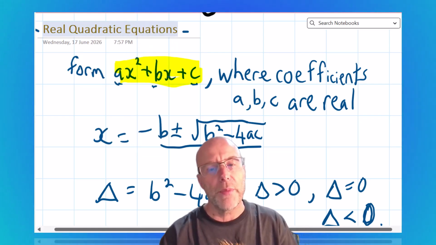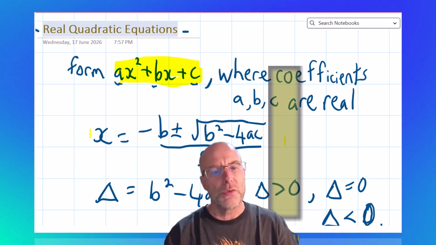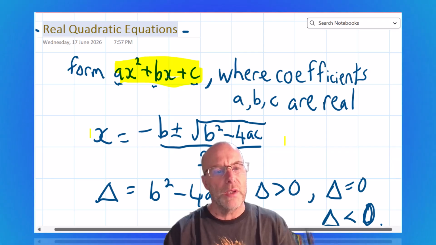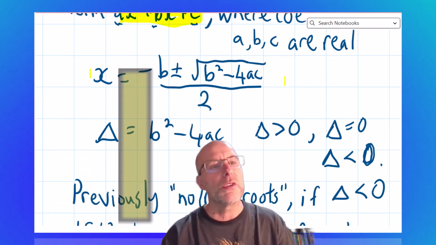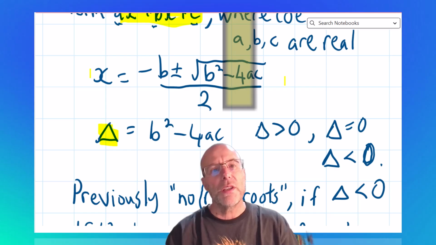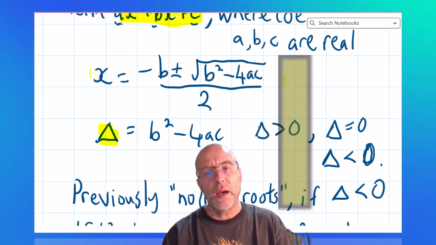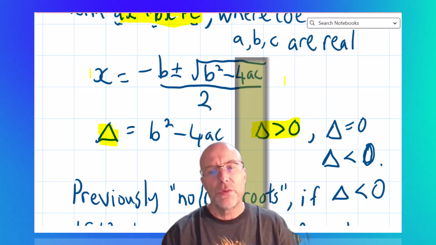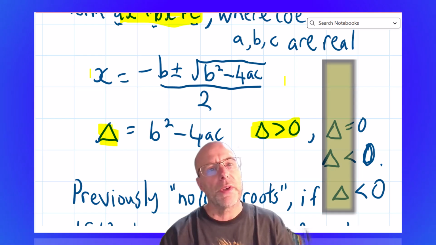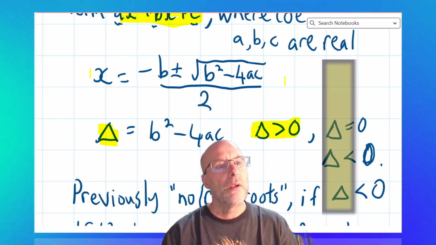Those coefficients are real, and below that we can see our beast, the quadratic formula, using the same a, b and c. That will help us find solutions. The delta, or the triangle, meaning discriminant, is a way of working out on the spot how many solutions there are and what type of solutions they are. If we have a positive value of the discriminant, it means that there are two real roots, okay?